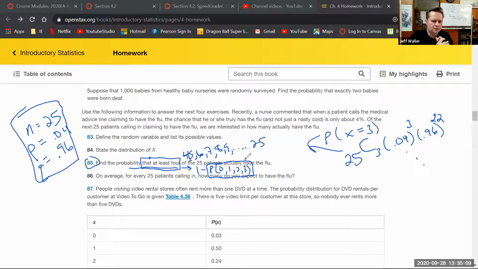I know it's a dumb joke. I don't care. I love it. So answer the opposite of what they want and then do 1 minus that. Why would I ever do that? Because this is a lot less work. This one, I've got to do a formula for each one up to 25. Let me do 0, 1, 2, 3. I can do that formula 4 times.